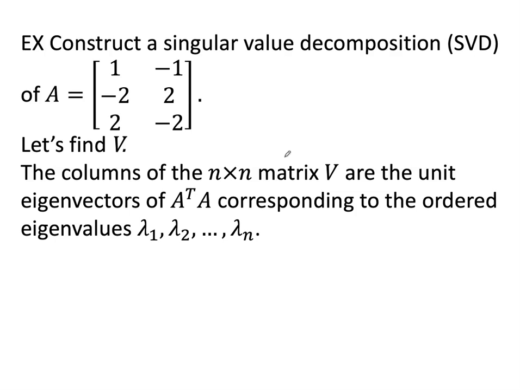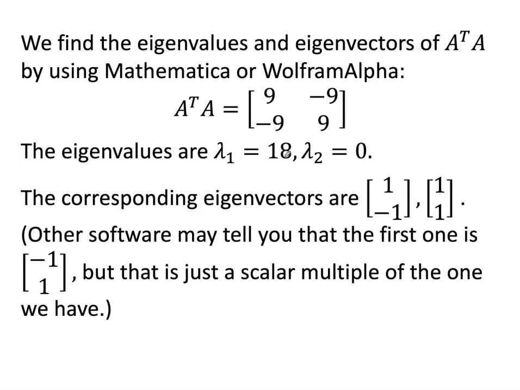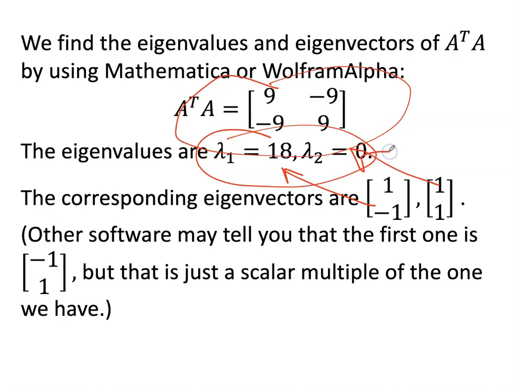Recall that the columns of the n by n matrix V are the unit eigenvectors of A transpose A, corresponding to the ordered eigenvalues lambda 1, lambda 2, up to lambda n. We find the eigenvalues and eigenvectors of A transpose A by using Mathematica or Wolfram Alpha or some similar program. This is A transpose A, and when you use software to find the eigenvalues, the eigenvalues of this matrix are 18 and 0, and the corresponding eigenvectors are these. 1, negative 1 is the eigenvector for 18, and 1, 1 is the eigenvector for 0.